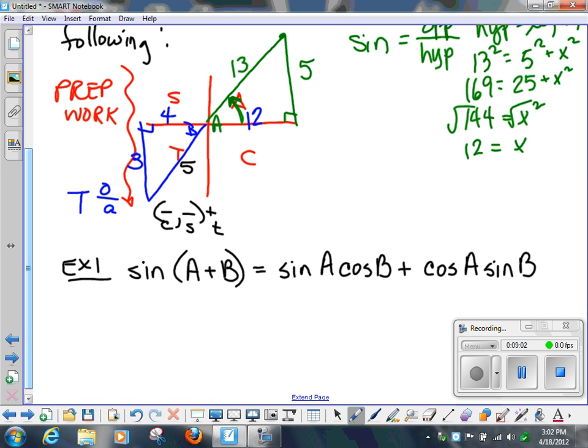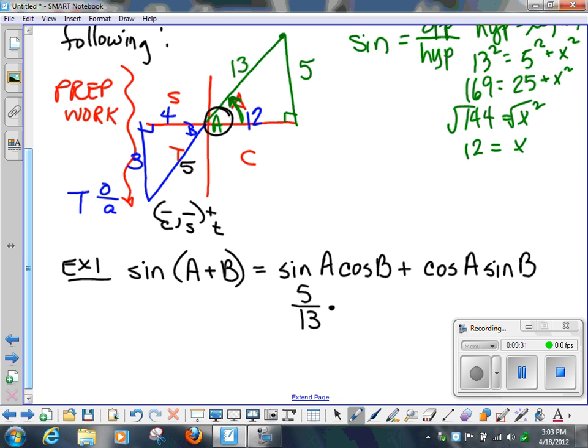This comes straight from the card. I just put in angle A and angle B instead of S and T. Sine is some old horse. If we're looking at angle A, what's the opposite over the hypotenuse? 5/13, yes or no? So we got 5/13 times, what's the cosine of B?